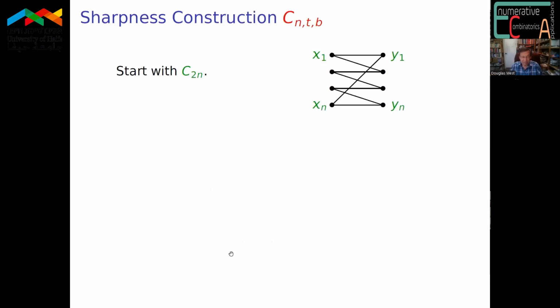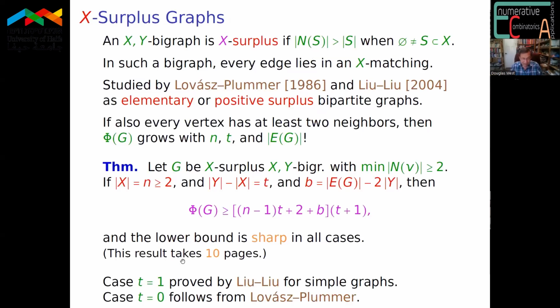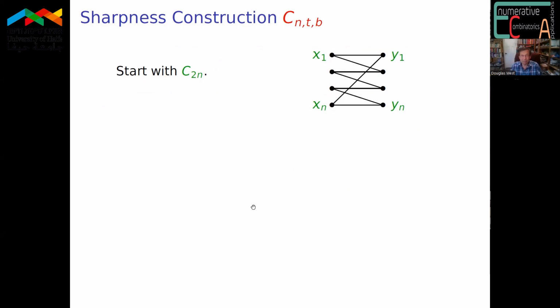Let me comment that actually the case with t equals 1 was proved by Liu and Liu in the case of simple graphs, and the case t equals 0 follows from the results of Lovász and Plummer, but our proof takes care of these cases independently. So here's a sharpness construction.